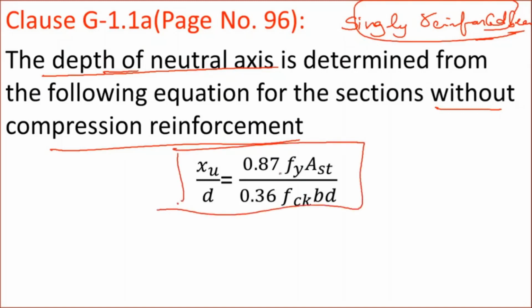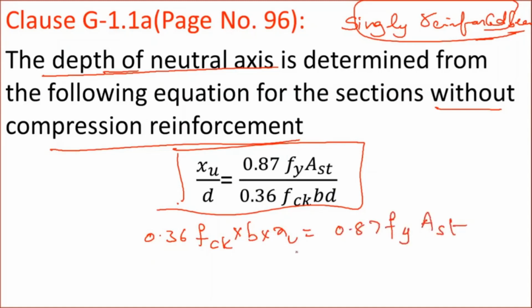XU by D equal to 0.87 fy into AST divided by 0.36 fck into B into D. Actually, what is the formula for the compressive force? 0.36 fck into B into XU. What is the formula for the tensile force? 0.87 fy into AST. So if we find the XU by D value using these, you will get the same expression. So the first thing you have to do while calculating the moment of resistance is to calculate the XU by D value.